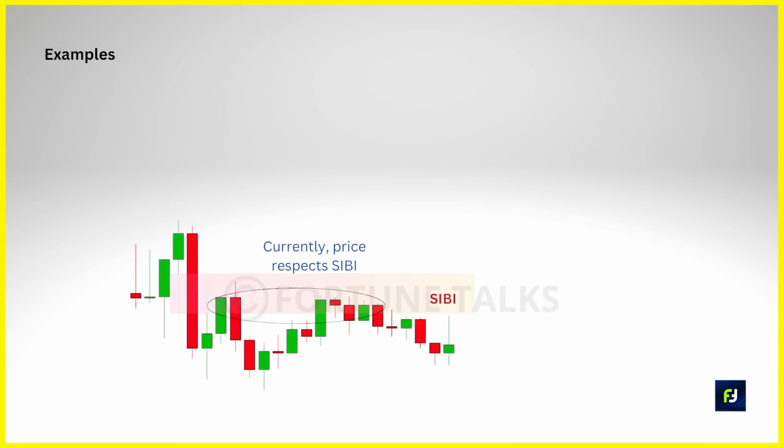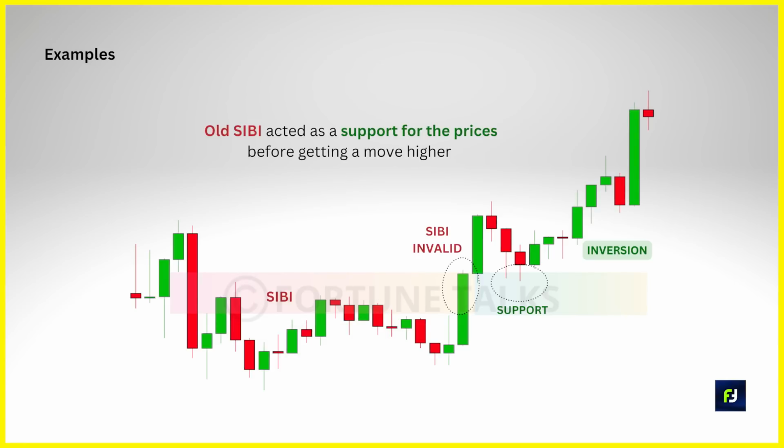For our next example, we have a SIBI right here. So let's see how the price reacts to it. And you can see the price has filled this fair value gap, but the price closes out of it. So it is currently respecting this SIBI. But right after this, we can see that the price closes over this SIBI, invalidating it. Now let's see if an inversion happens when the price returns. And you can clearly see how the SIBI was used as support and the price returned.